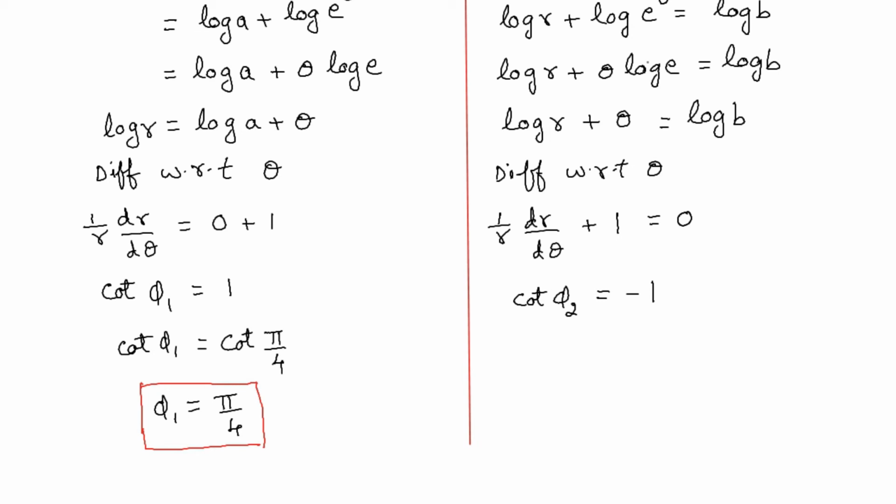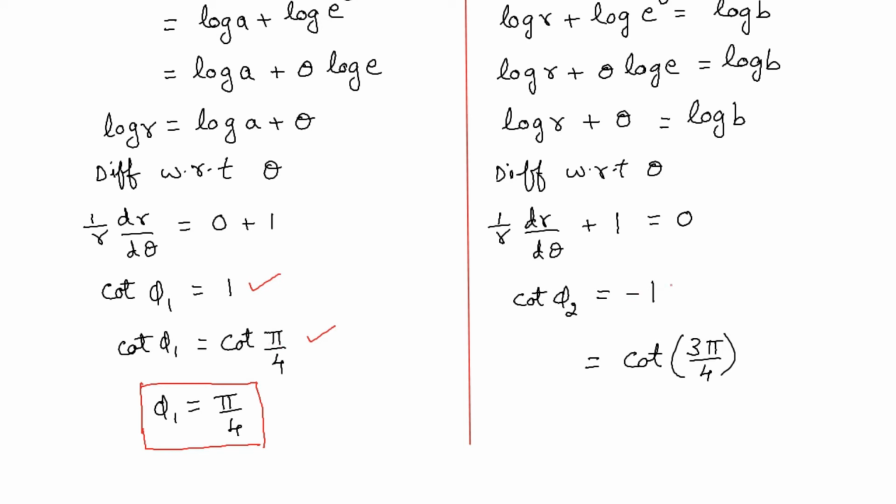Because it is a negative value, and cot is negative in the second quadrant, for minus 1 I can write that angle as 3 pi by 4. So cot of 3 pi by 4 will be nothing but minus 1. How have I written this value as minus 1? If plus 1 is cot of pi by 4, because it is a positive value, it is in the first quadrant. For a negative value, it will be in the second quadrant.